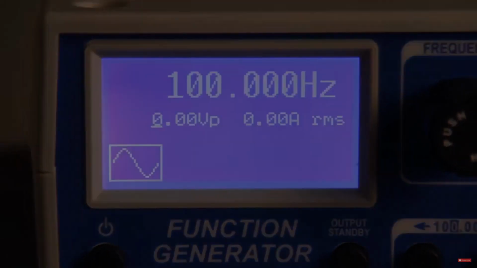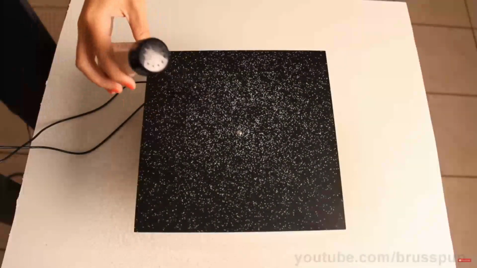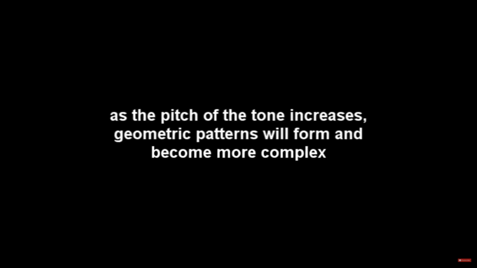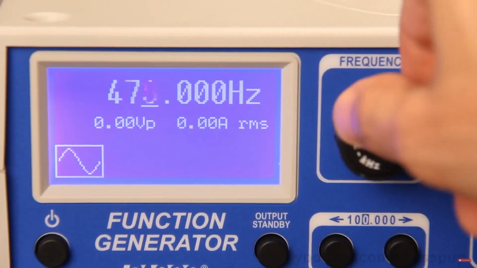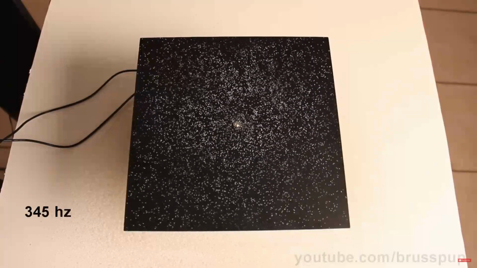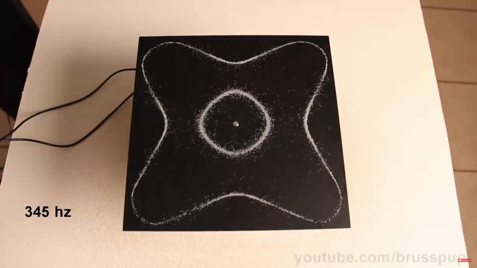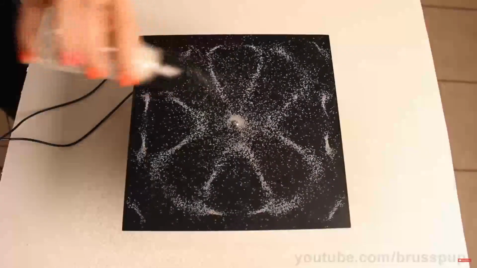So this here is a modern demonstration of what Chladni showed Napoleon in 1808. And so we are putting sand on a plate. And so here now it's vibrating. We have a frequency being applied of 345 Hertz. And now observe what happens as the frequency is changed.